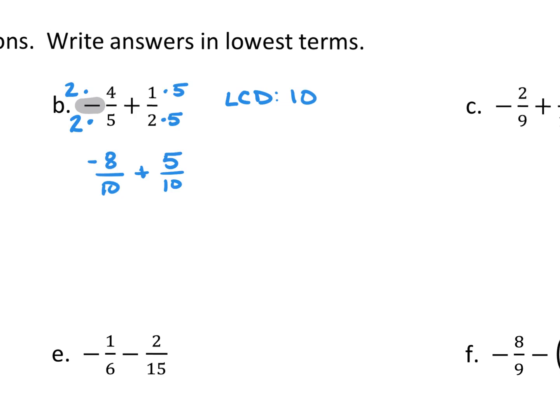We want to combine this, and so when we look at these fractions, I want to know, do we have same signs or different signs? The first fraction is negative, and the second fraction is positive, so these are different signs. And remember, with different signs, we want to subtract, keep the sign of the larger number. It'll be negative 3, and we keep the denominator. This fraction cannot be simplified, and so this is our final answer.